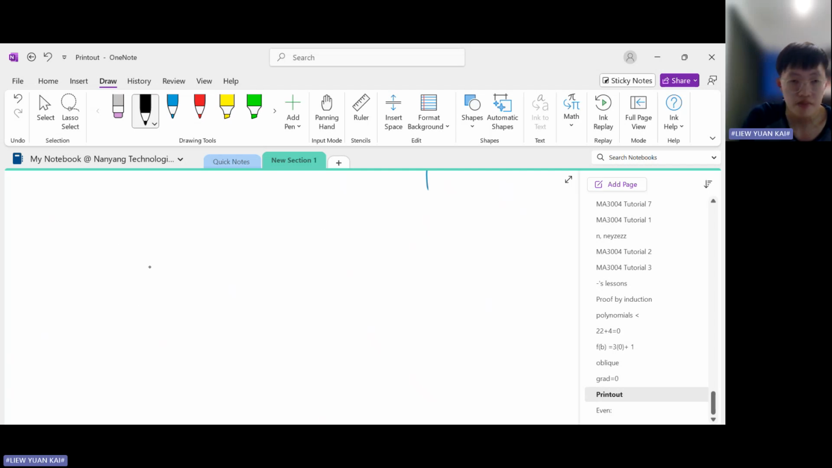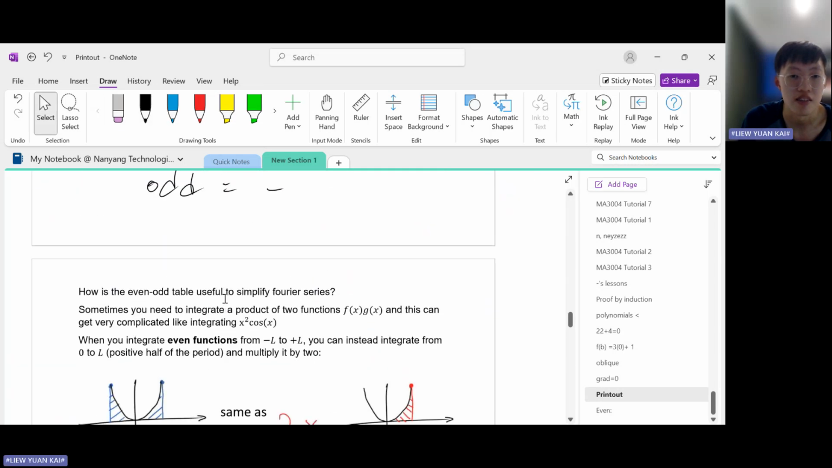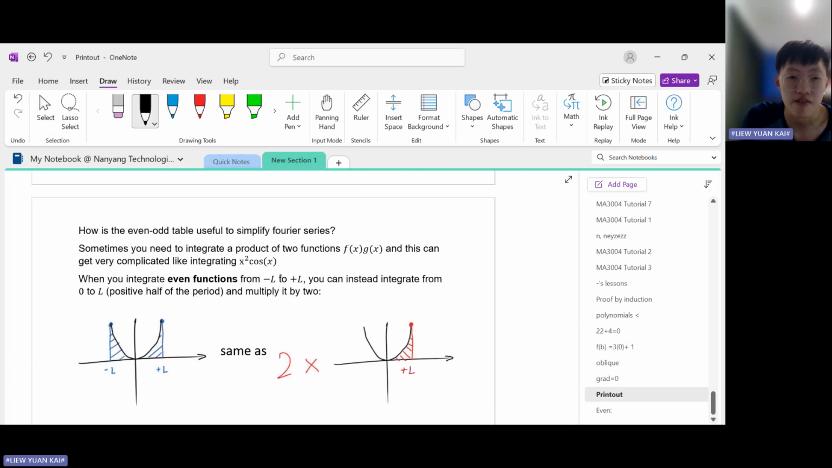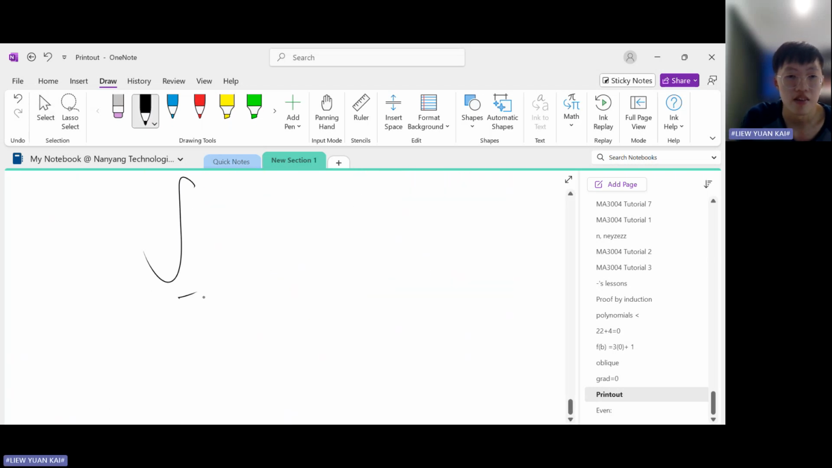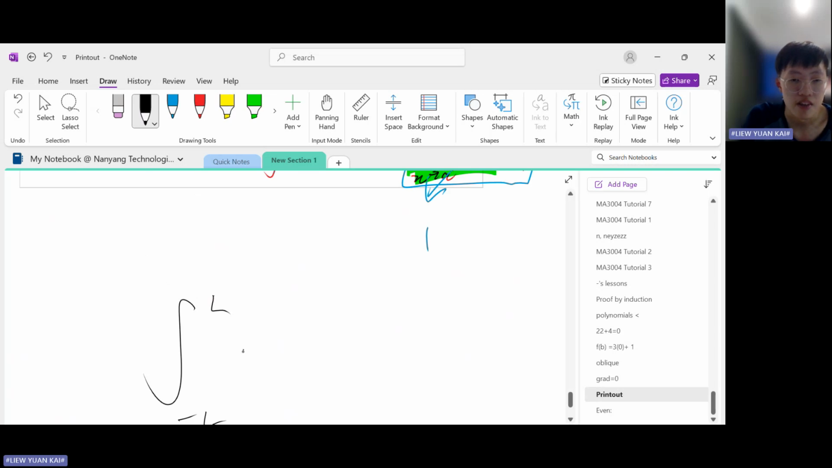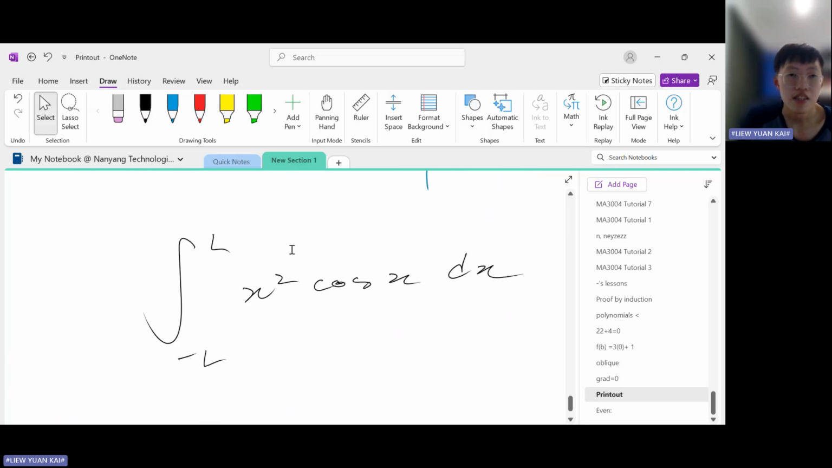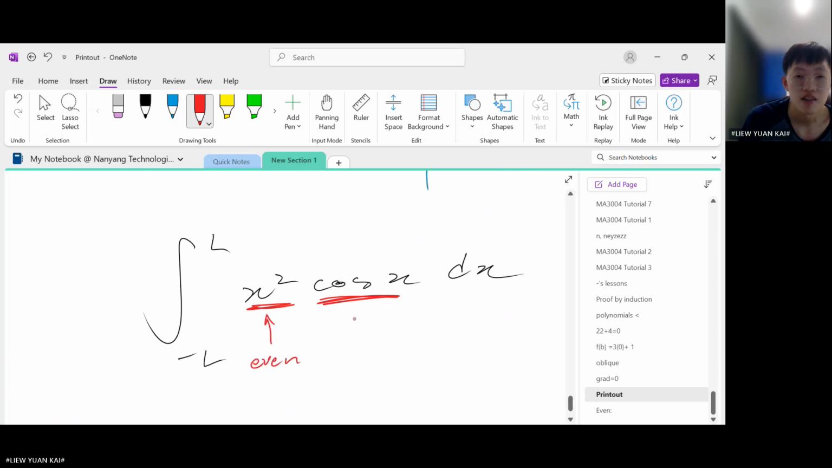So we want to integrate, let's say, from negative L to L of that function, x squared cos x dx. Let's investigate. This is a product of two functions, this function and this function. Now let's check. Are these functions even or odd? Let's identify. x squared, as we discussed before, is an even function. Cosine x, you must know that this is an even function.